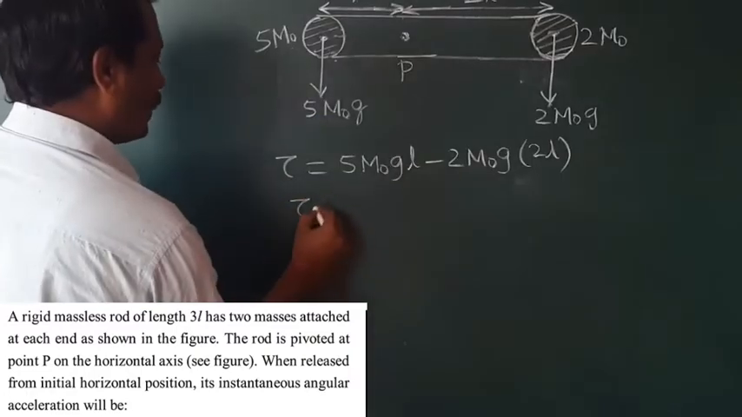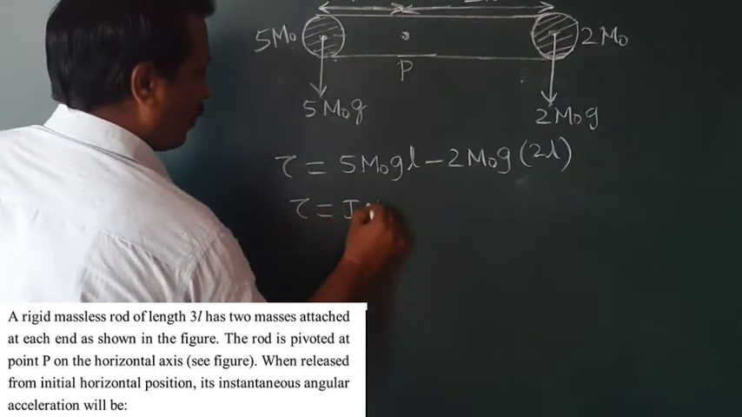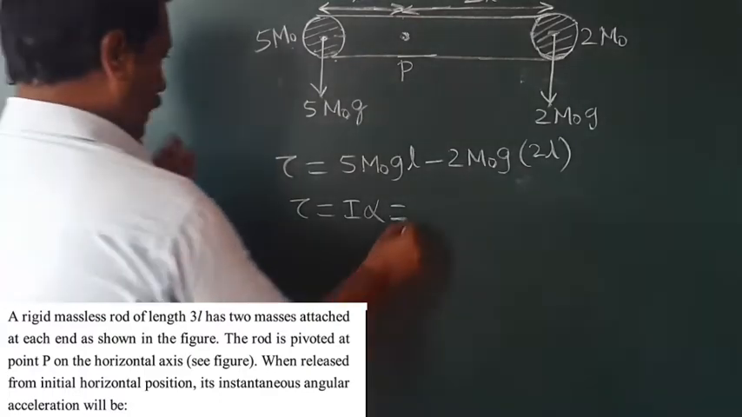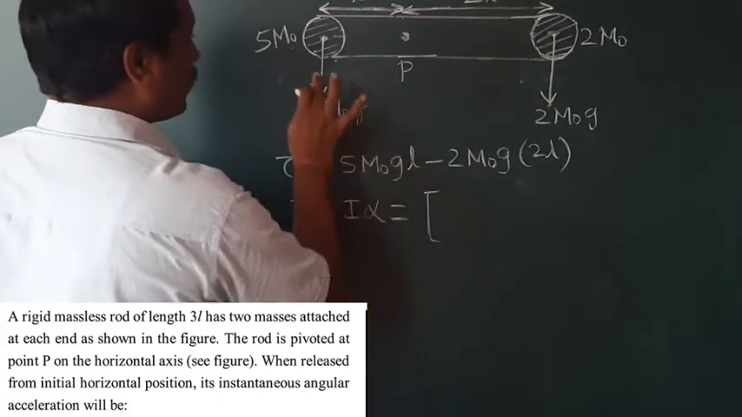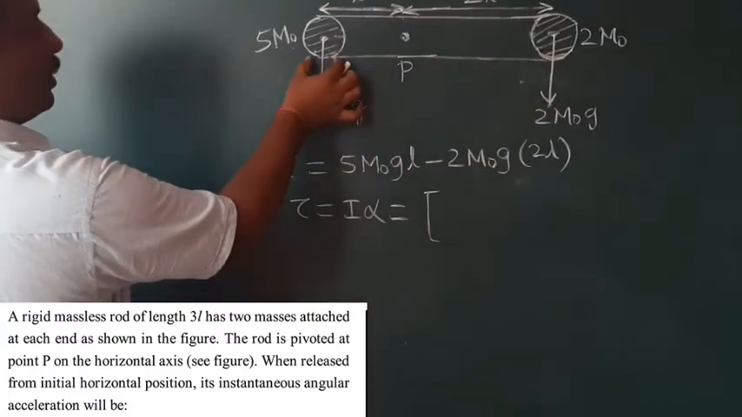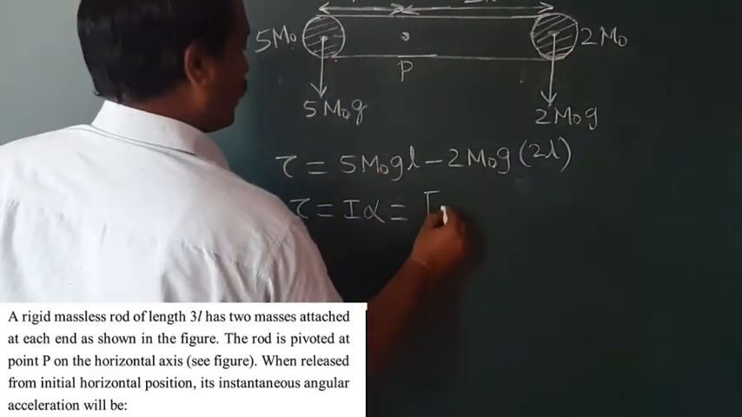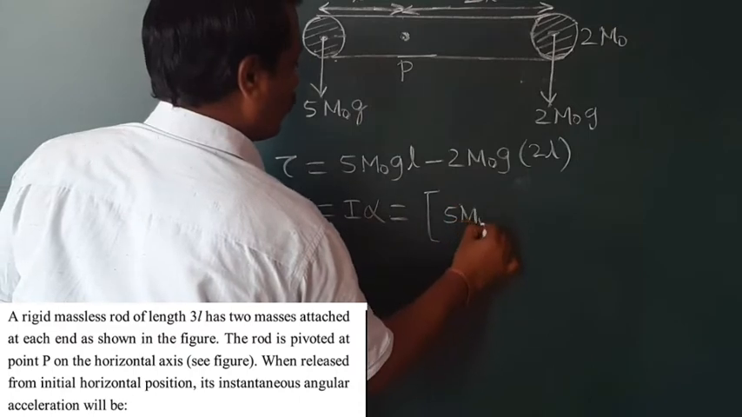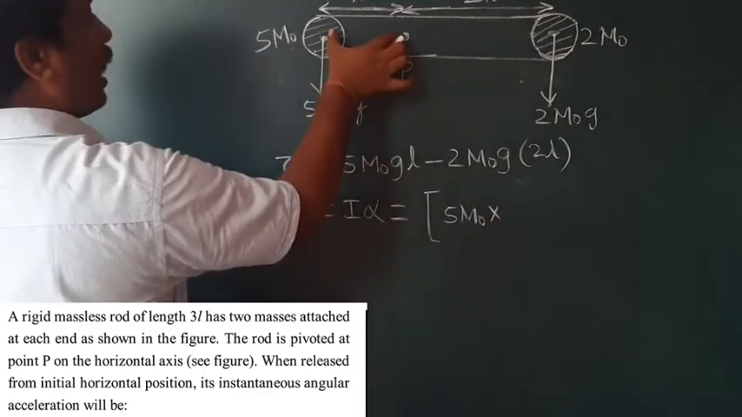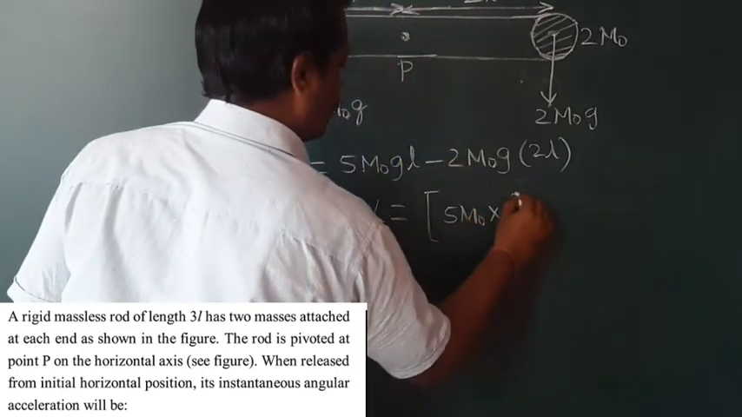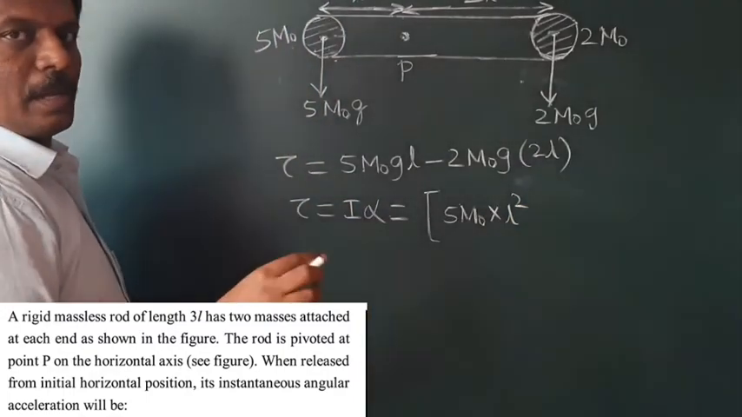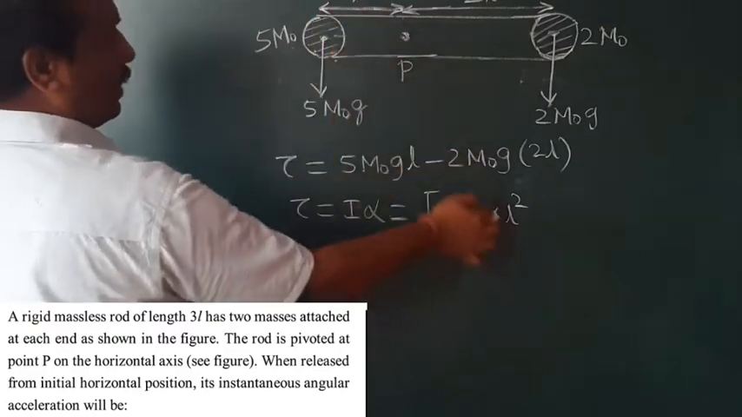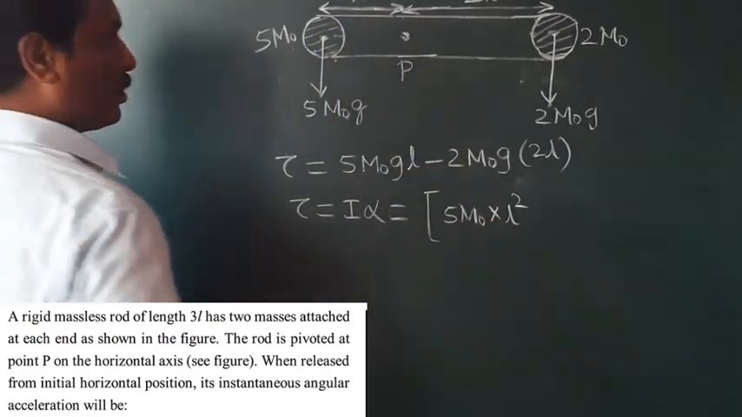The torque can also be written as I into alpha, where I is moment of inertia of the system. So here we will take moment of inertia of these two particles. So moment of inertia of this one. Here mass of this mass is 5 m0 into r square. Here r is L. You know that moment of inertia equals m r square. Here m is 5 m0 and r is L. So 5 m0 into L square.